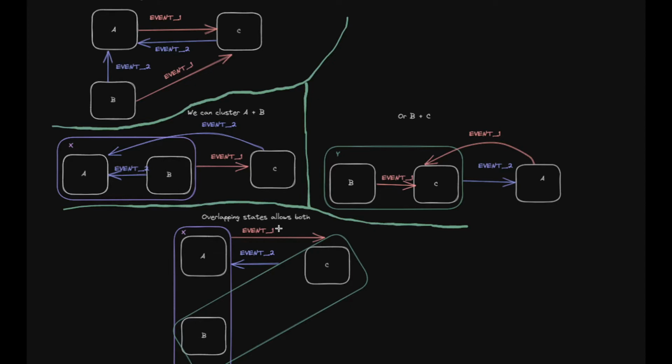Similarly, you can cluster B and C, share the behavior that they both transition to A on event 2, but then for event 1 the behavior isn't shared, you have to duplicate it. So overlapping states were thought about as a solution to this, where you can have multiple hierarchies at the same time, and you share the behavior between both. And the question for me is, and maybe this is why it never really caught on, are you just always in B?